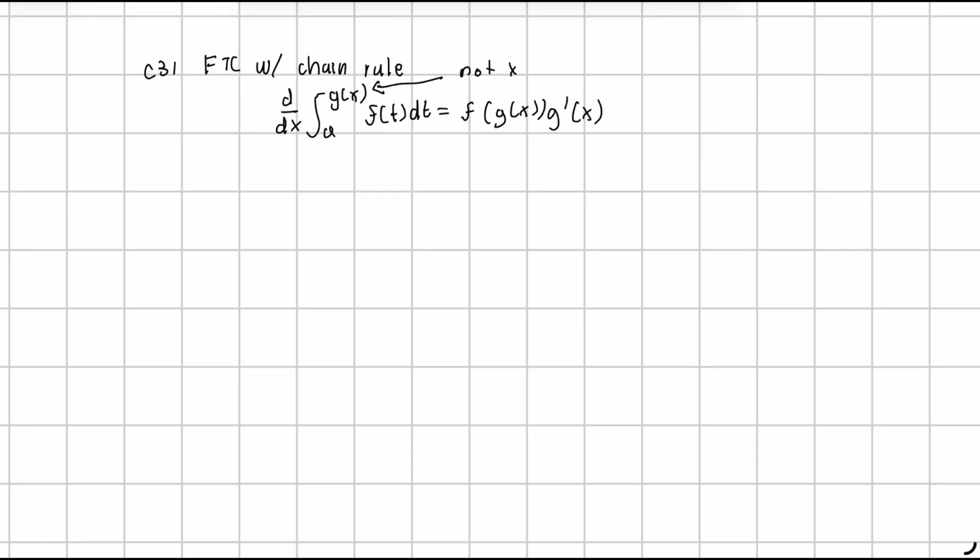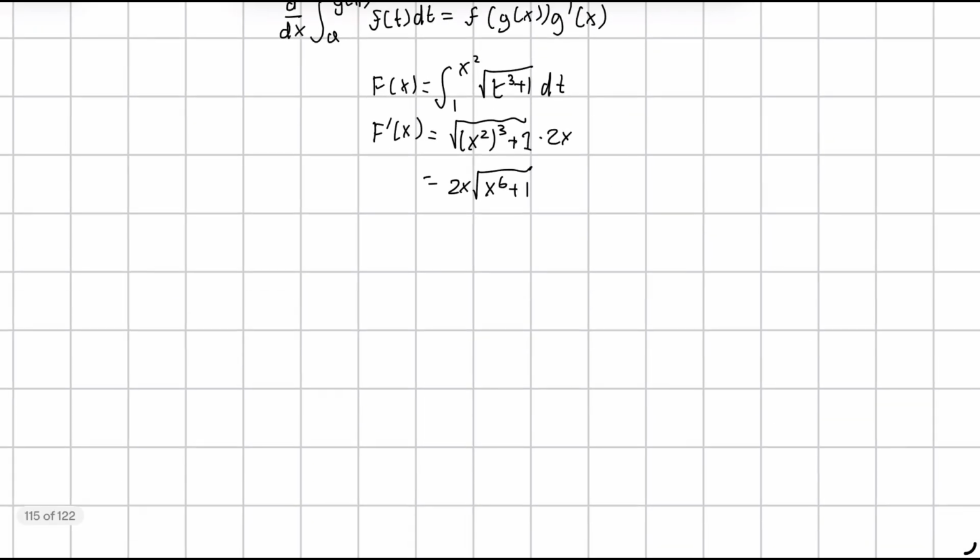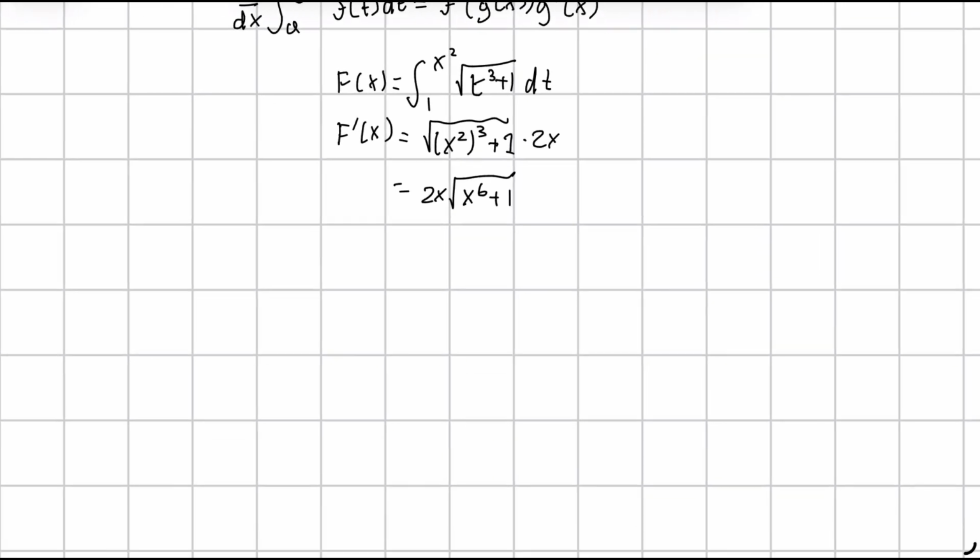So let's say we have large F of x is equal to the integral from 1 to x squared of 1 over t cubed plus 1 all times dt. So if we find f prime of x, this is going to be 1 over the square root of x squared to the power of 3 plus 1, all times 2x. So this is all going to be equal to 2x times the root of x to the power of 6 plus 1. So if we have the upper limit of x squared in this case, we had to use the chain rule.